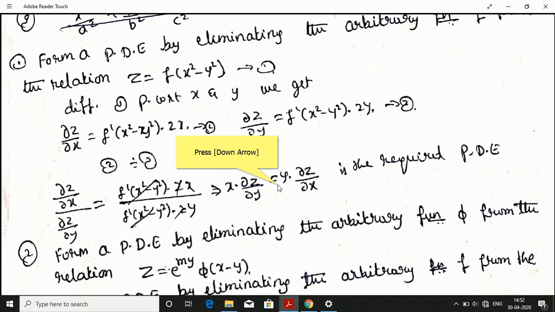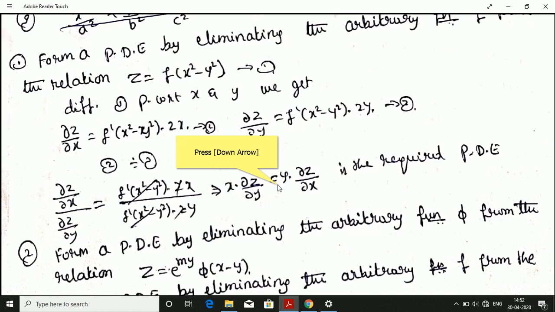Del z by del x is equal to f dash of x square minus y square into 2x. Similarly, while differentiating with respect to y, del z by del y is equal to f dash of x square minus y square into minus 2y. Divide equation 2 by 3. Del z by del x by del z by del y is equal to f dash of x square minus y square into 2x divided by f dash of x square minus y square into minus 2y. Here 2 cancels, and f dash of x square minus y square cancels.